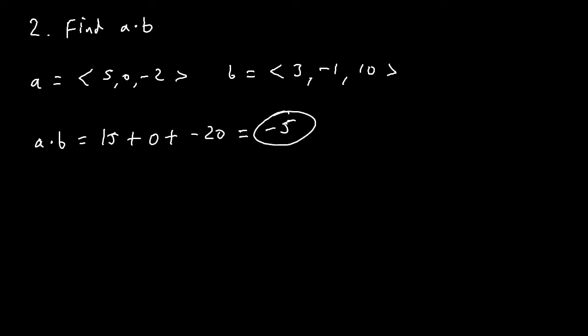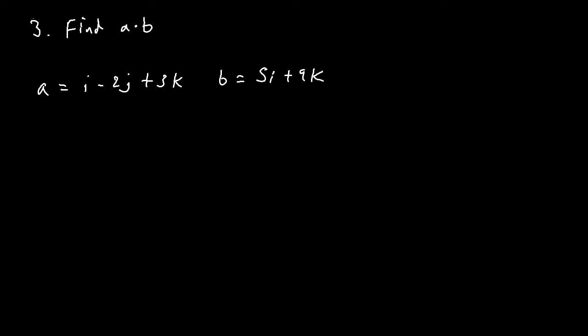So for number 3, we have A equals i minus 2j plus 3k, and B equals 5i plus 9k. So notice both of these vectors are in unit vector form, where we have the variables i, j, and k, but what we can do here is turn it back to its standard component form. So if we were to write vector A in component form, notice i goes with the x component, and the coefficient in front of i is 1, so we can just put 1 for the x component. Negative 2 is in front of j, so that will be our y component, and 3 is in front of k, so that is our z component.